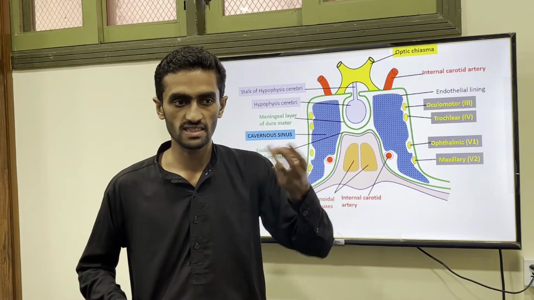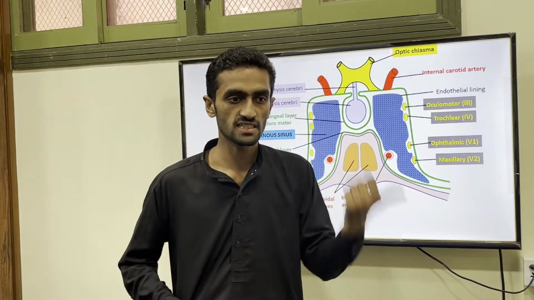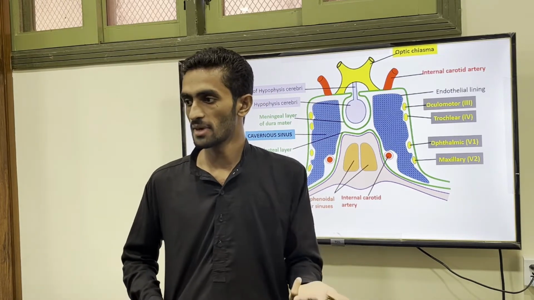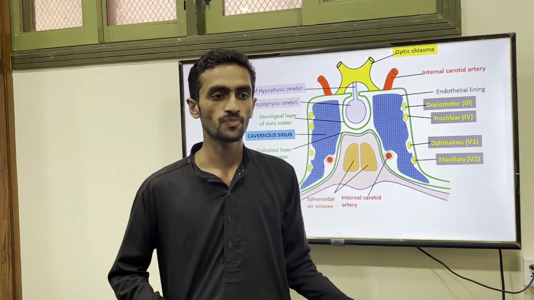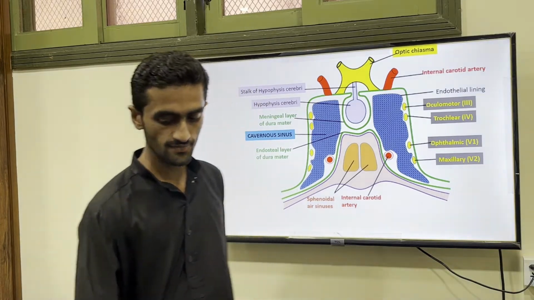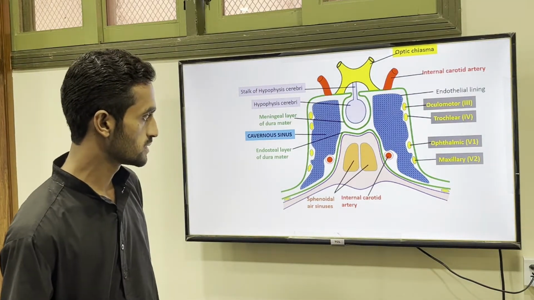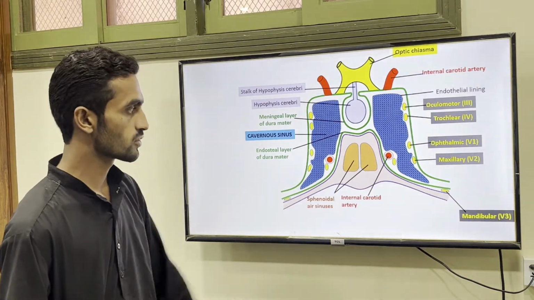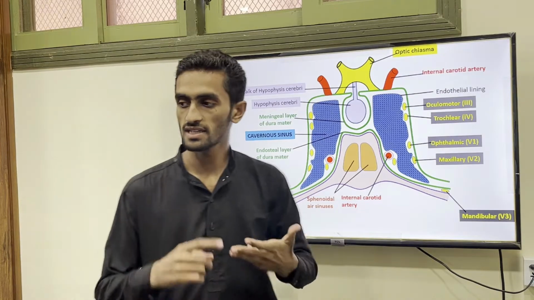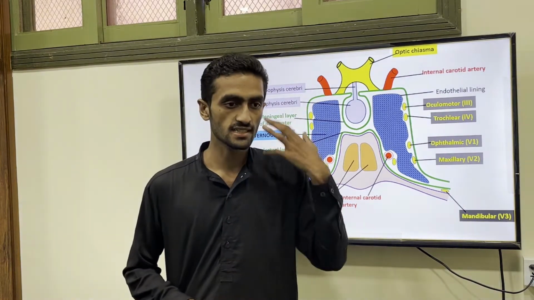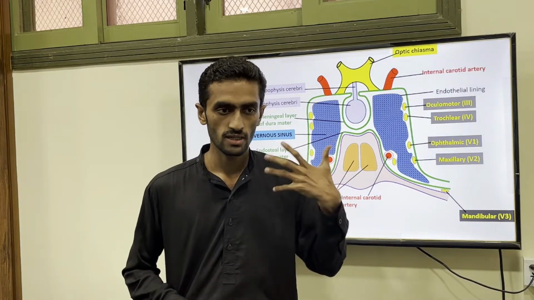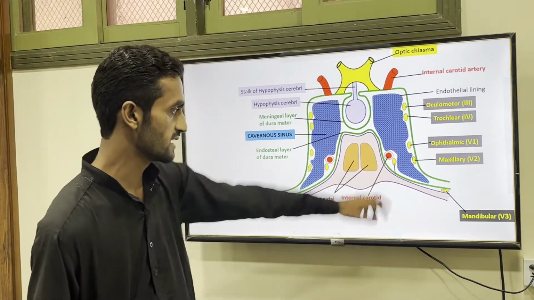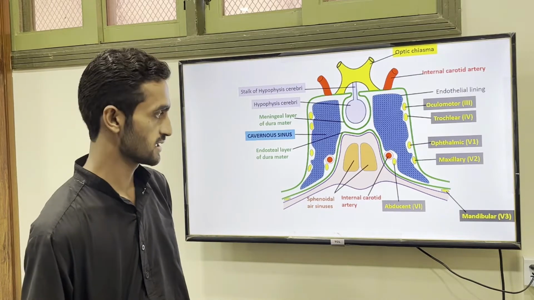We have three branches of the trigeminal nerve: the ophthalmic, the maxillary, and the mandibular. Here we are concerned with the ophthalmic and the maxillary, and the mandibular nerve is present just here. The third, fourth, and sixth supply your eye muscles. The third and fourth are present here, and your sixth is here. This is the abducent nerve.